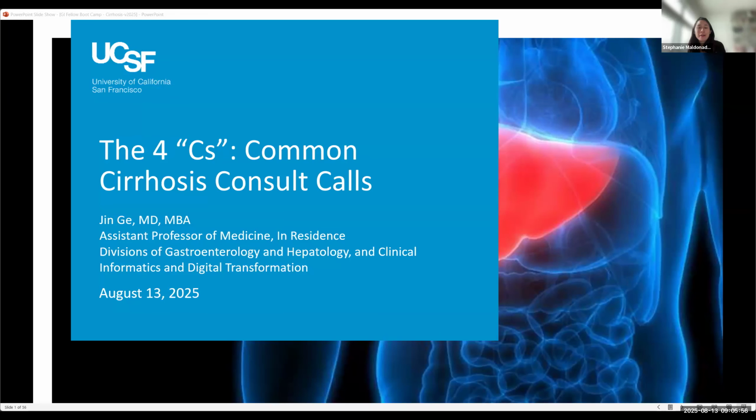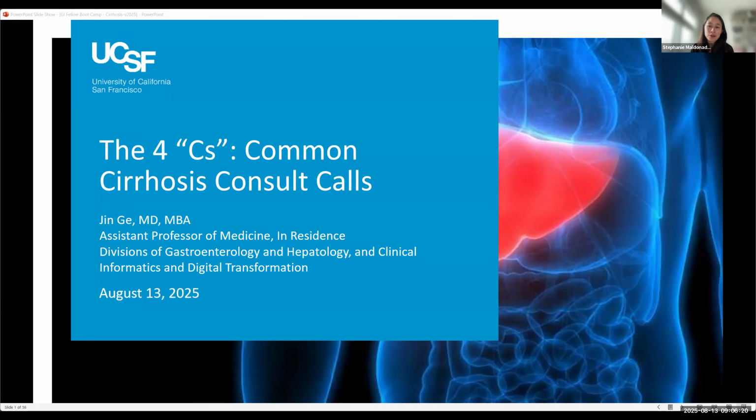All right. Well, I'm excited to introduce our next speaker. This is Dr. Jin Ji. He's a gastroenterologist and transplant hepatologist here who specializes in caring for patients with advanced liver disease, including those awaiting transplant. His research applies clinical informatics, data science, and artificial intelligence to improve outcomes for patients with complex medical issues, particularly those hospitalized with liver disease.